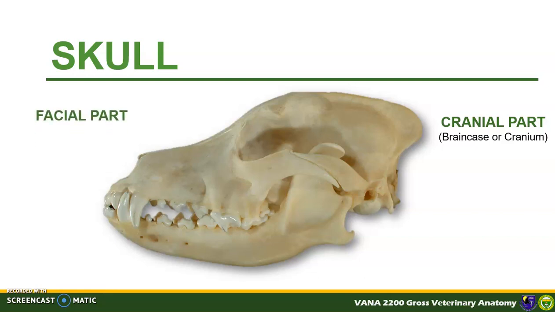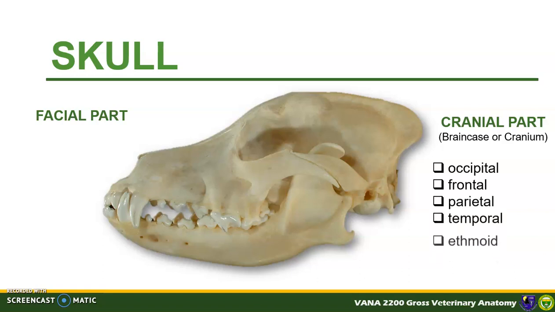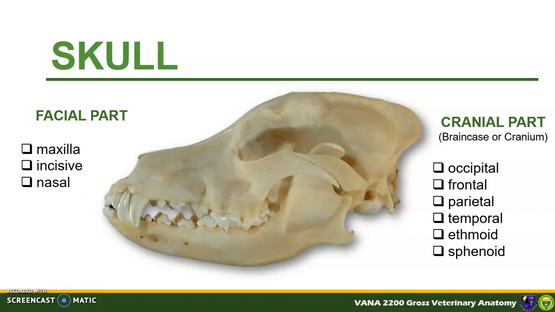The cranial part surrounds the brain and is composed of the following bones: occipital, frontal, parietal, temporal, ethmoid, and sphenoid bone. The facial part surrounds the face and protects some structures of the digestive and respiratory system. It includes the maxilla, incisive, nasal, palatine, pterygoid, zygomatic, and the lacrimal bone.